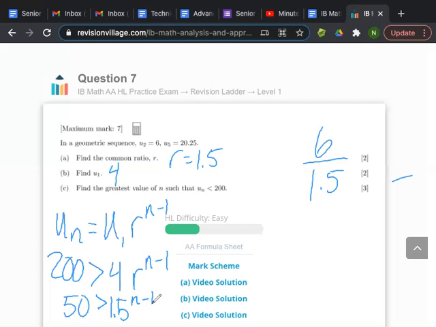There are a couple ways to do this. If you can handle your logs and your bases and all that kind of stuff, what I recommend, this is technically an equation, I would put it into y1. And then I look in my table for the greatest value of x, I know it says n, but x in this case, that keeps my y less than 50.